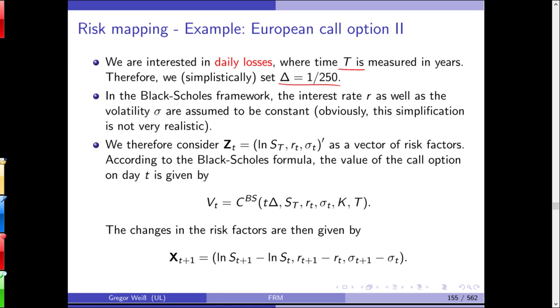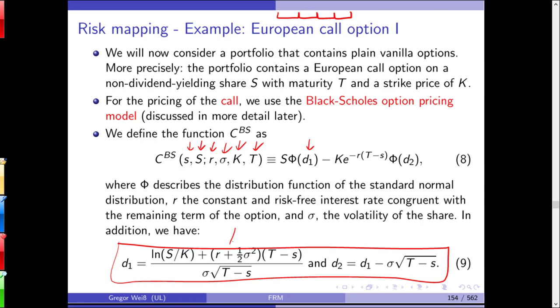Why? It is not sufficient to just use the log returns. You've seen that the current stock price and the change in the stock price will enter the pricing formula, but also the risk-free rate and the volatility. So we have three different risk factors that drive the price. And even though this still looks very simple, you can see, well, this is not simple.